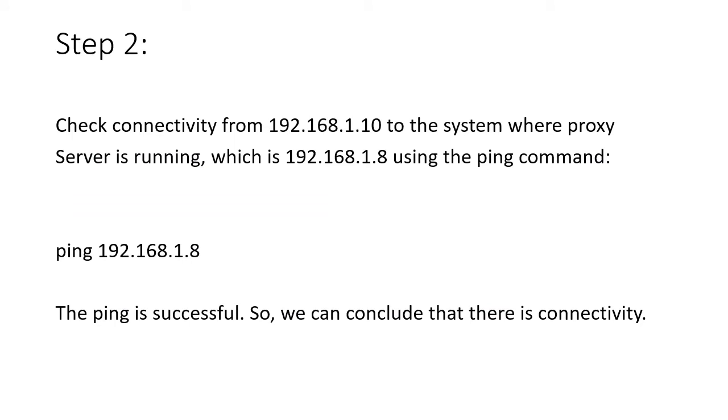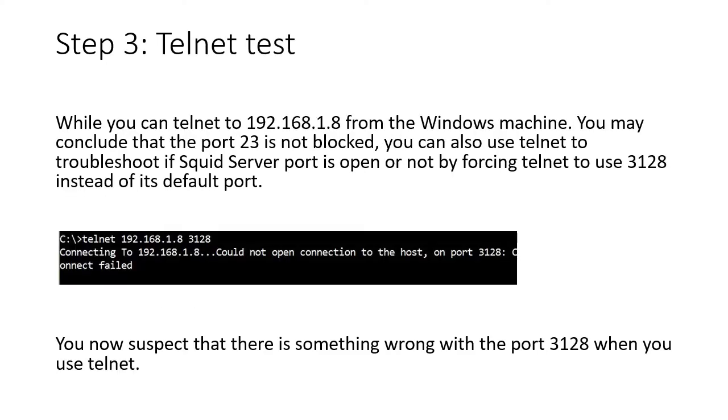Step 2. Check connectivity from 192.168.1.10 to the system where proxy server is running, which is 192.168.1.8, the IP address of the Centos server, using the ping command: ping 192.168.1.8. The ping is successful, so we can conclude that there is connectivity. Step 3. The telnet test. While you can telnet to 192.168.1.8 from the Windows machine, you may conclude that the port 23 is not blocked.